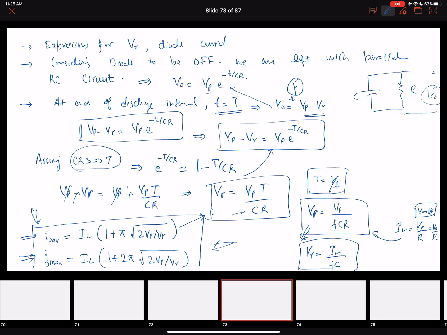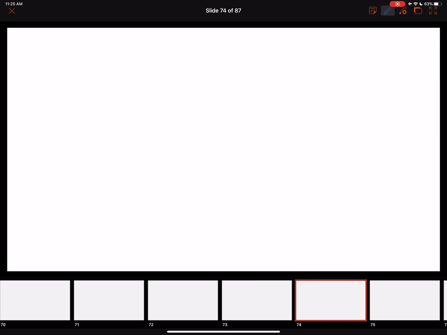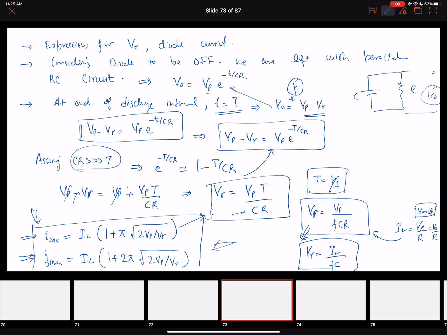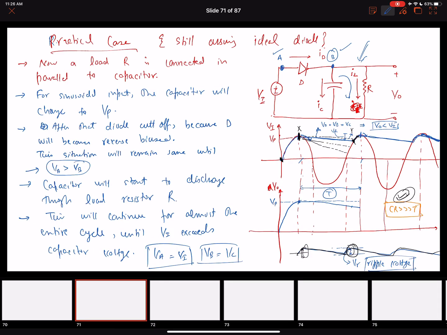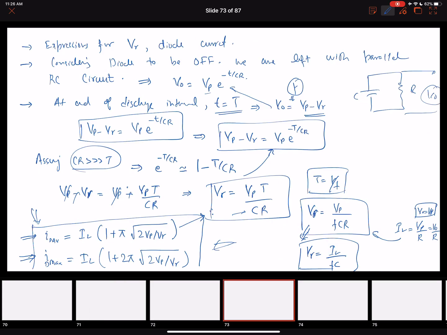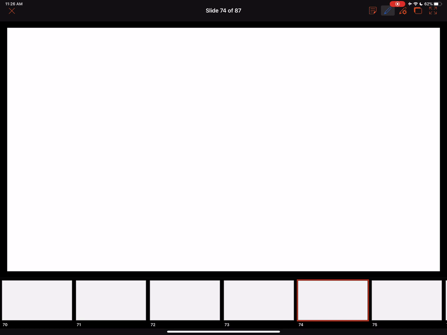Alright, so there is one more thing before we completely finish up our lecture today. This analysis was done for half wave rectification, when we have just one diode connected. One diode is going to provide us a half wave rectifier circuit. So what if we have a full wave rectifier with a filter attached?